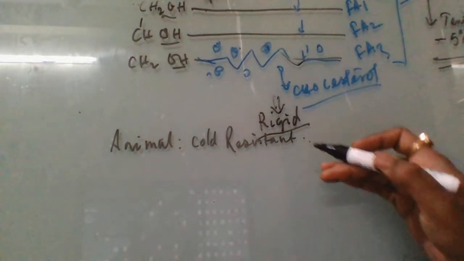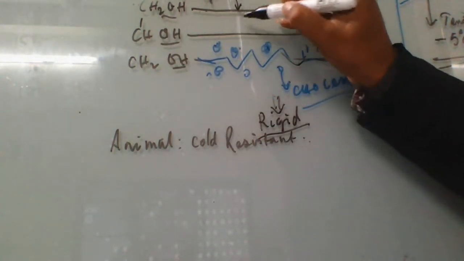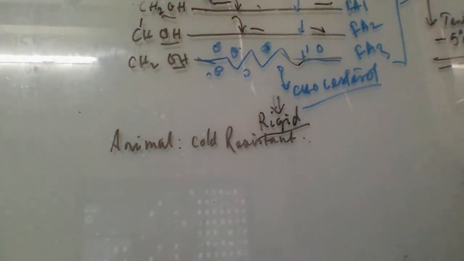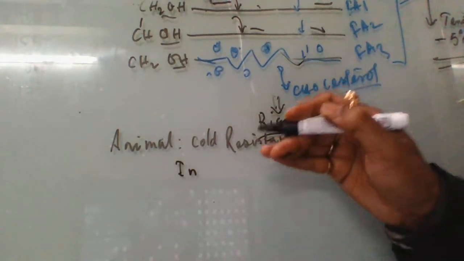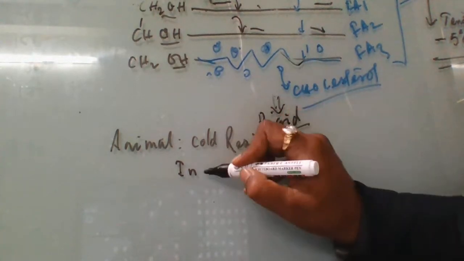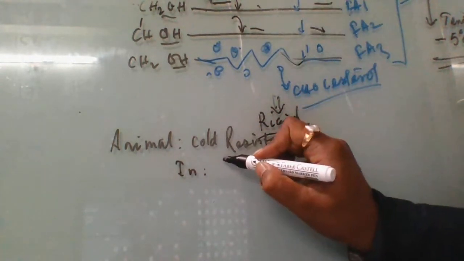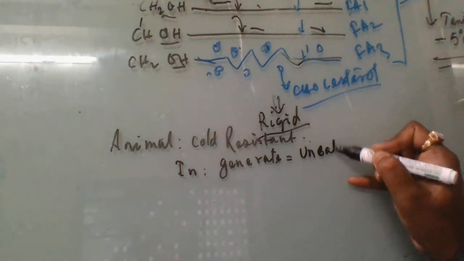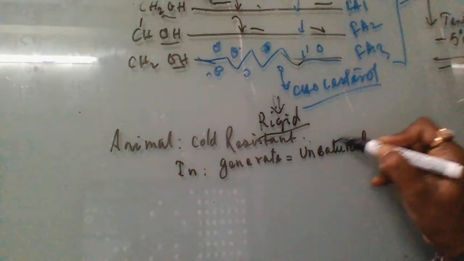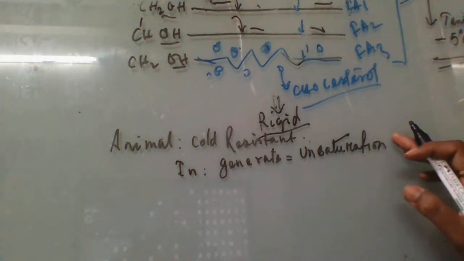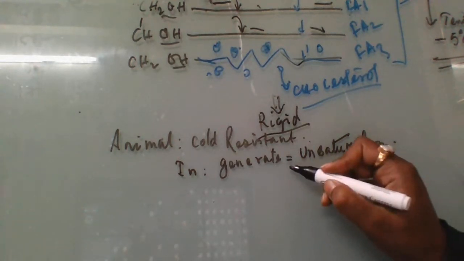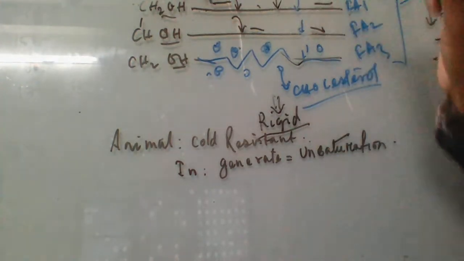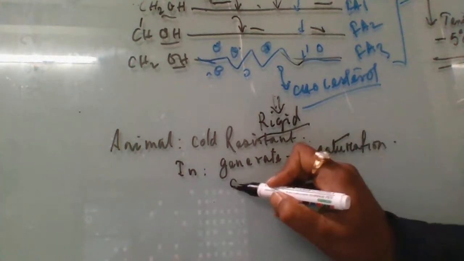First of all, the introduction of double bonds can be done. The animal has adapted, or devised some mechanism; they have developed some enzymes that can generate unsaturation. This unsaturation is generated by desaturating the saturated fatty acid.